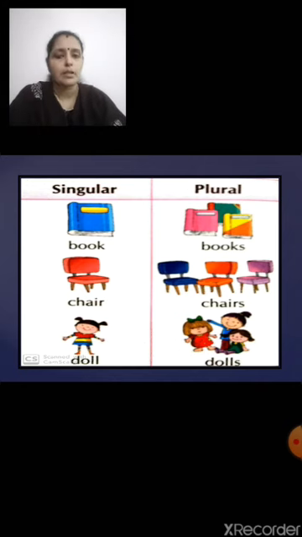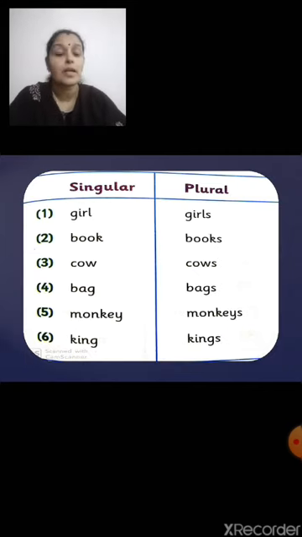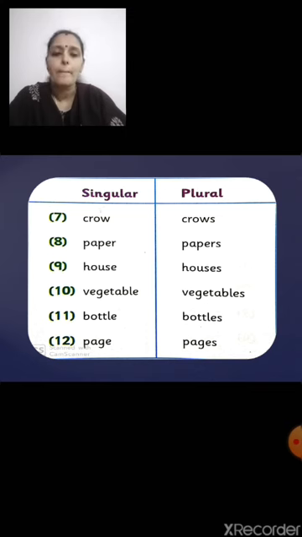Now let us look at some examples. Book is a singular noun. In plural, it becomes books. Chair becomes chairs. Doll becomes dolls. Let us see some more examples. Girl becomes girls. Book, books. Cow, cows. Bag, bags. Monkey, monkeys. King, kings. Crow, crows. Paper, papers. House, houses. Vegetable, vegetables. Bottle, bottles. Page, pages. So what did we see here? All the singular nouns, just by adding s, have become plural, right? To form a plural noun, we have just added s to the singular noun.